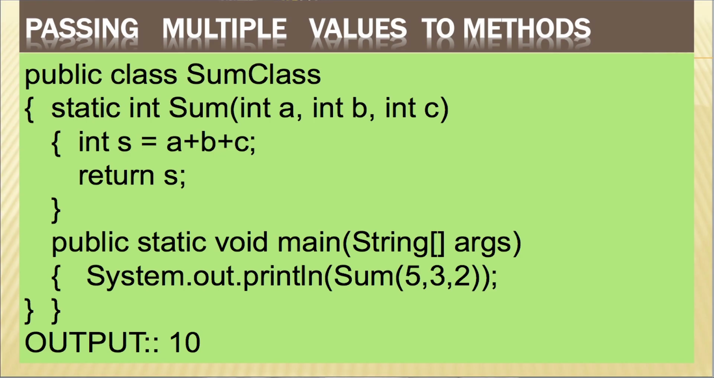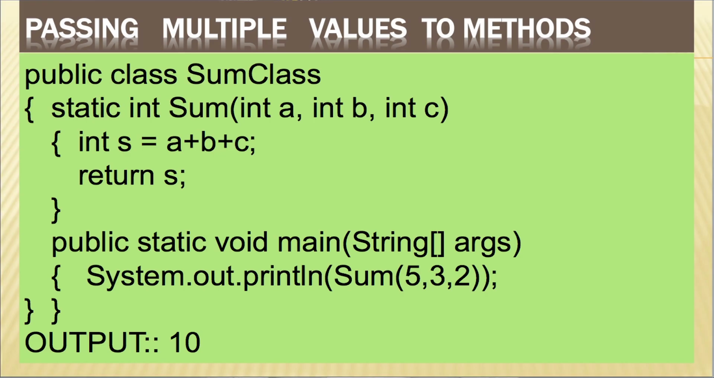5 will be transferred to a, 3 will be transferred to b and 2 will be transferred to c. So accordingly it will find the sum of a plus b plus c, means 5 plus 3 plus 2, and it will be 10, and it will return the value of s, that will be 10. So this 10 will be printed over here. So the output you can see here is 10.